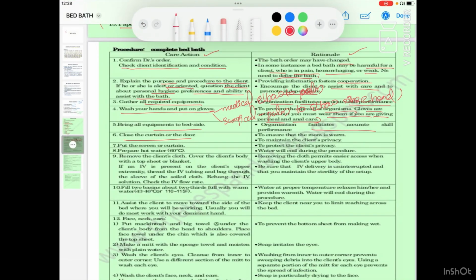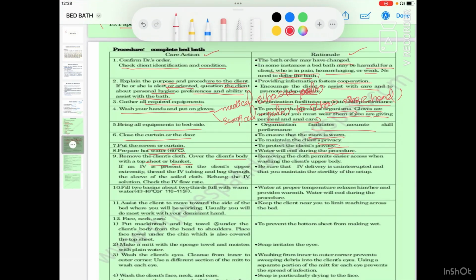Obviously we should provide privacy, and the room should be warm. Maintain the client's privacy and put up the screen and curtain. Yes, privacy, and prepare hot water at 60 degrees. If the patient needs it, we will give the hot water during the procedure. Remove the client's clothes and cover the patient's body with the top sheet and a blanket.